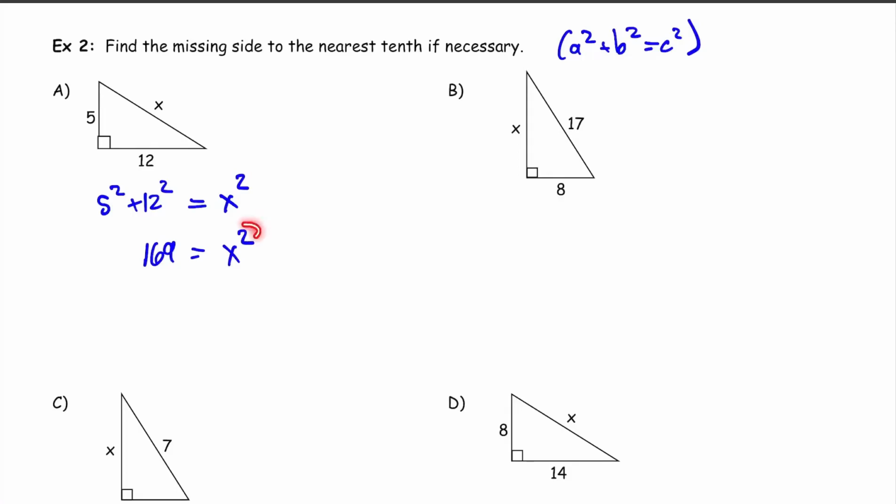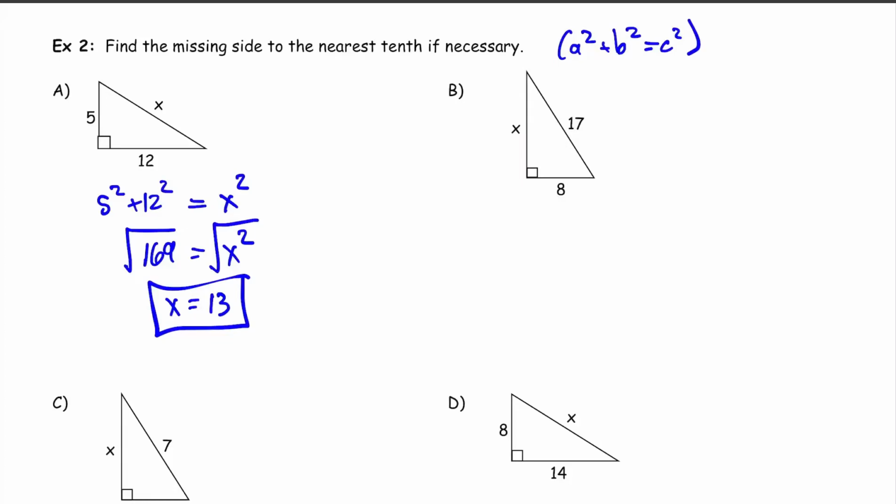Now how do you get the x by itself? Here's an algebra step you might remember from last year: to get rid of my squared, I need to take the square root of both sides. We're going to have to practice that on the calculator when you get to class. But the square root of 169 is 13, and there's your missing side.